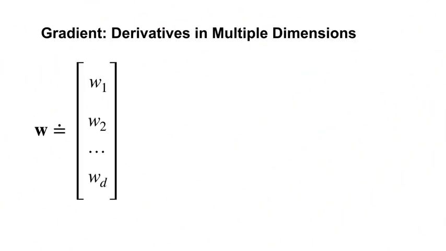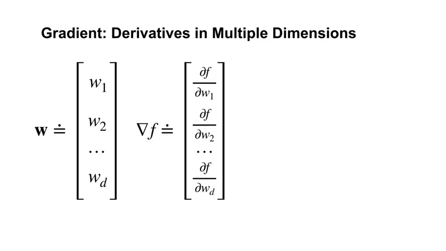If f is parameterized by more than one variable, then w is a vector. In this case, we need to introduce the idea of a gradient to describe how f changes as the vector w changes. The gradient is a vector of partial derivatives, indicating how a local change in each component of w affects the function. Notice that the gradient has to be the same size as the weight vector.